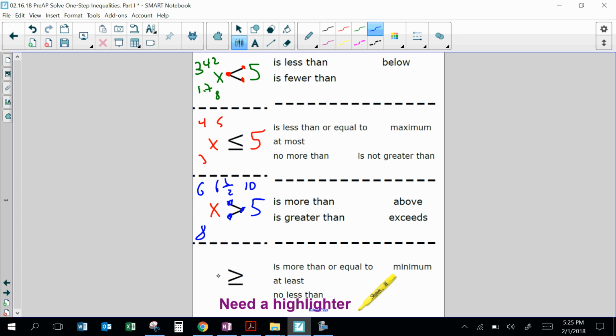And the last one, this is the more than, and this means equal right here. It means at least, cannot be less than, minimum. 5, it has to be more than or equal to 5. 6, 8, 9, 10 and a half. 5 is the least it can be. Are these good? It can't be less than 5. What about 5? Am I allowed to use 5? Yes, you can. Minimum is 5.